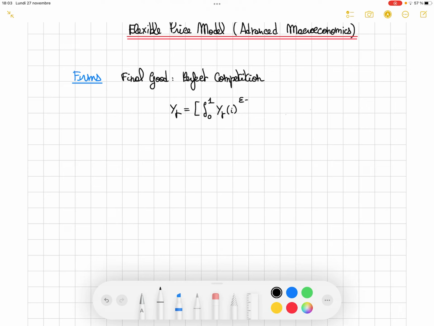Exponent epsilon minus 1 divided by epsilon. You close the brackets. Exponent epsilon divided by epsilon minus 1. Okay, so that's the Dixit-Stiglitz framework a bit.